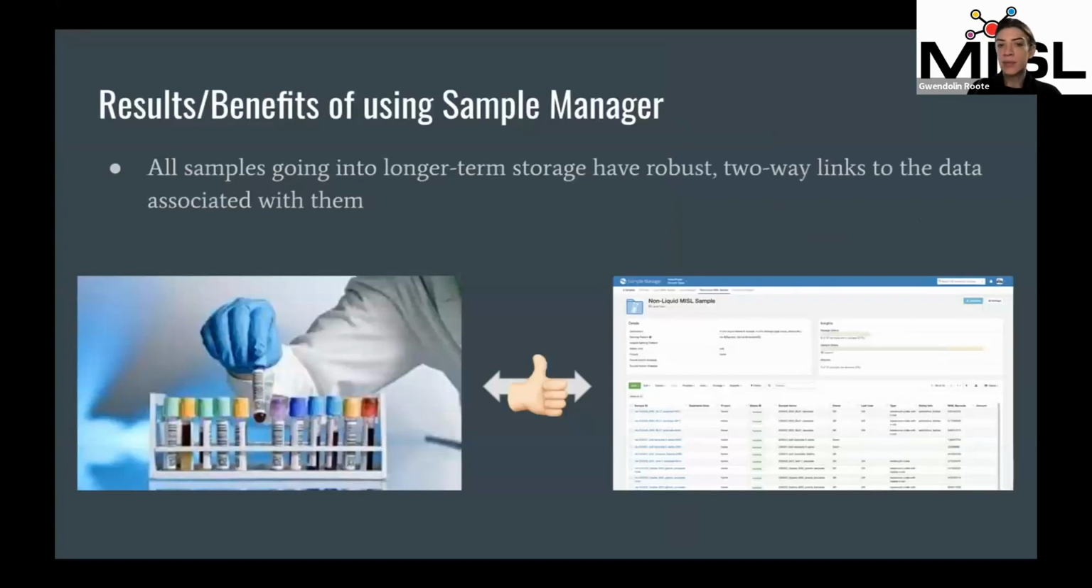So yeah, some of the things that have really improved in our lab since starting with Sample Manager. Now all of the samples that are going into our freezer have robust two-way links to the data associated with them. So I no longer have to go digging through all our freezers to find an old sample, and I don't have to dig through everyone's files to find any data that's associated with a sample. It's really easy to go both ways.